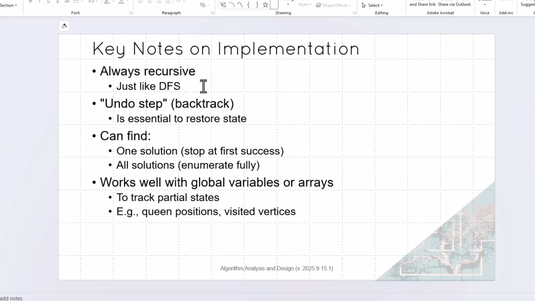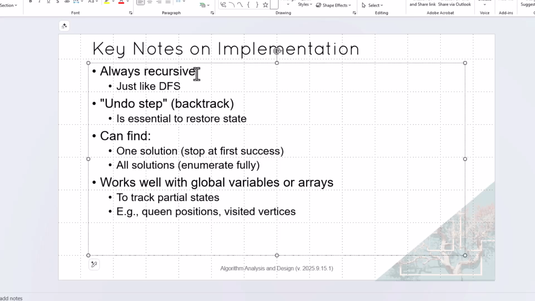Key notes on the implementation: backtracking solutions are always recursive, just like depth first search. The undo step, or backtrack, is essential to restore state. We can find one solution and just stop at the first success. That's one option, and that's more efficient. If we just want one solution, then that's great, we just need one. Or we can find all solutions. That means we have to enumerate fully all of the solutions. That is also possible. It is generally more complex. You need more time, more resources to do that.